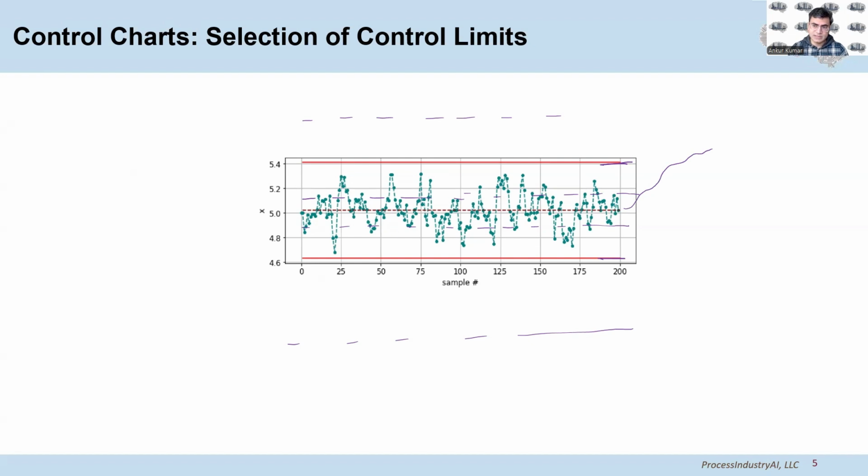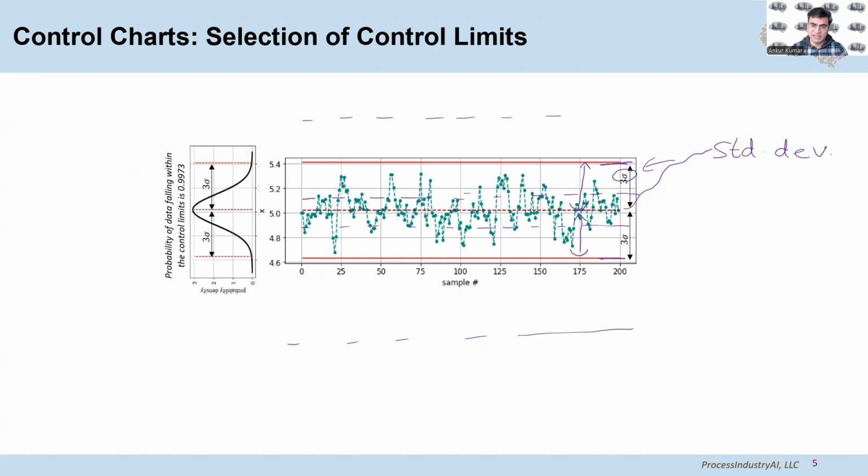So, in practice, what is commonly used is the 3 sigma control limits. Here, the threshold values are set at 3 times the standard deviation from the center line. This sigma is the standard deviation of in control historical samples. So, why is this done? And what are the mathematical implications?